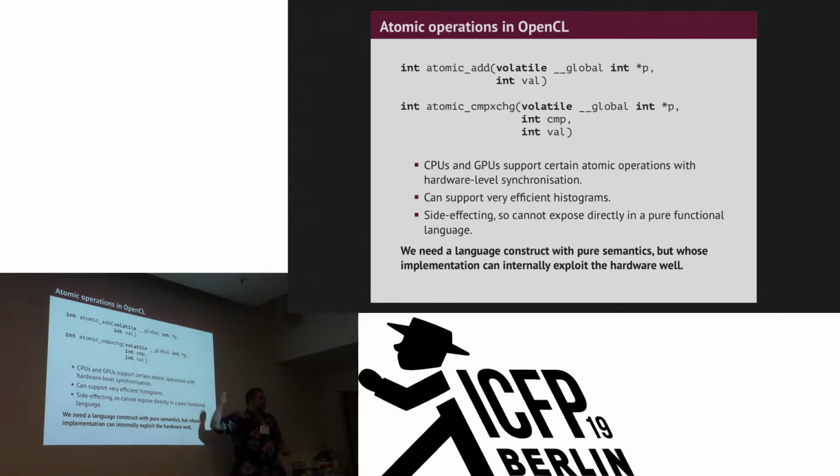We can't expose these constructs directly in the pure functional language because they are side effecting. So we don't really want to expose those. So what we need is a language construct that has pure semantics, no non-determinism or anything like that, but which can internally exploit operations like this.